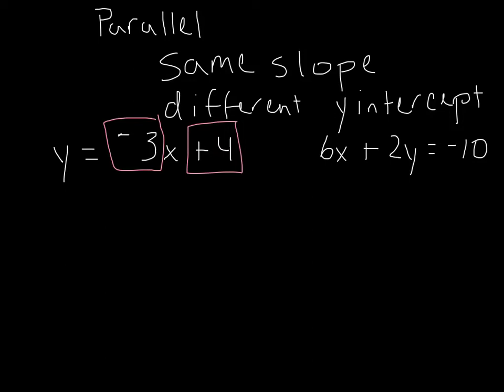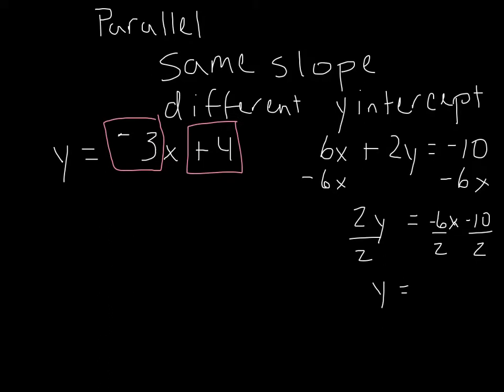So we can't tell if they're parallel or not. What we have to do is solve this first for y, put it in slope-intercept form, and then once you do that, you can check to see if they're the same. So we're going to solve for y. We're going to subtract 6x from both sides. Oops, that should be 6x, not 6y. Sorry about that. So we have 2y equals negative 6x minus 10. And then we divide everything by 2, and you get y equals negative 3x minus 5.